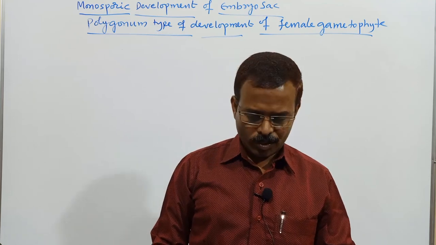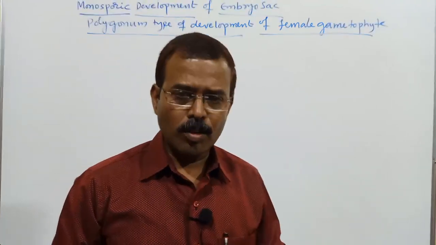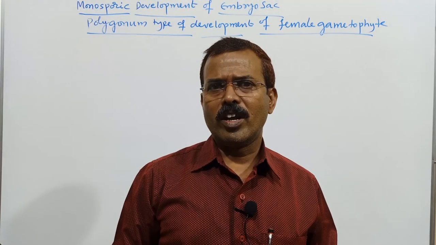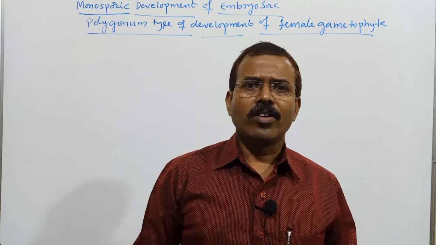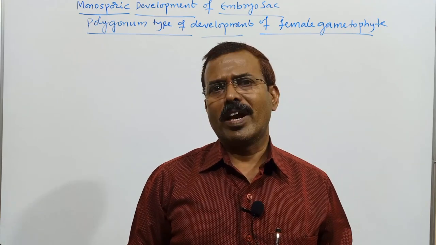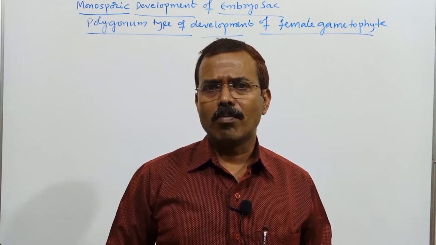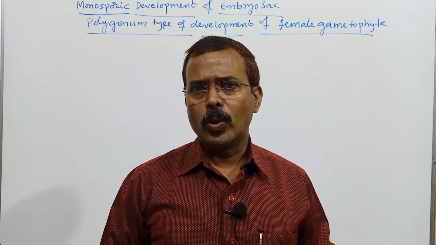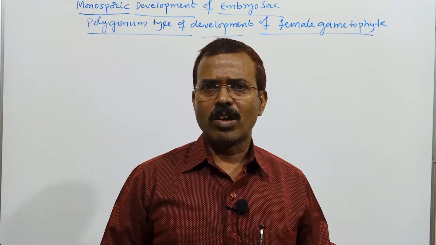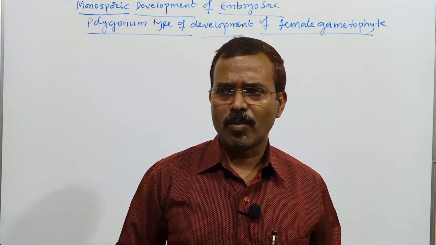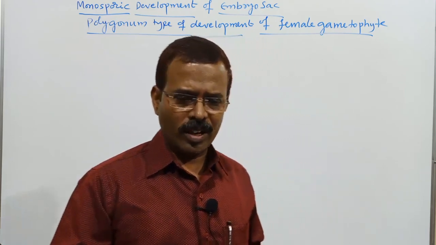Good evening, students. So I was discussing monosporic type of development of female gametophyte yesterday. I have to explain the mechanism how a single functional megaspore develops into a mature female gametophyte, or 7-celled, 8-nucleated female gametophyte. Very important question I told yesterday, 5 marks.